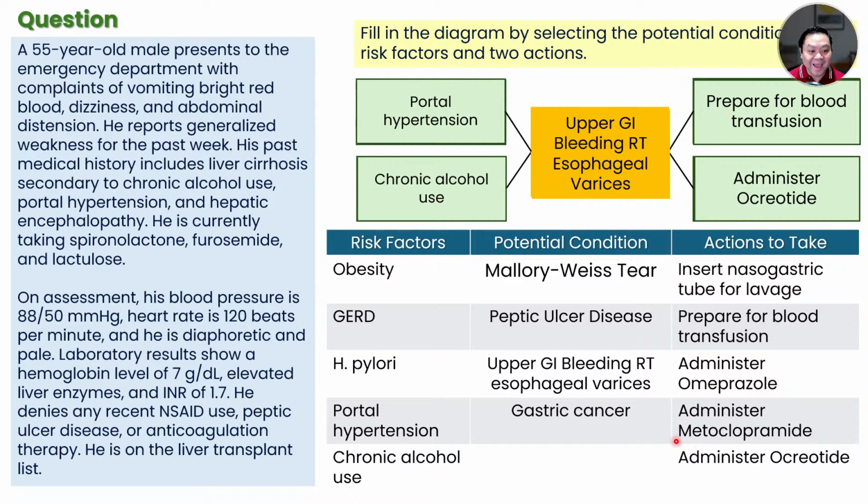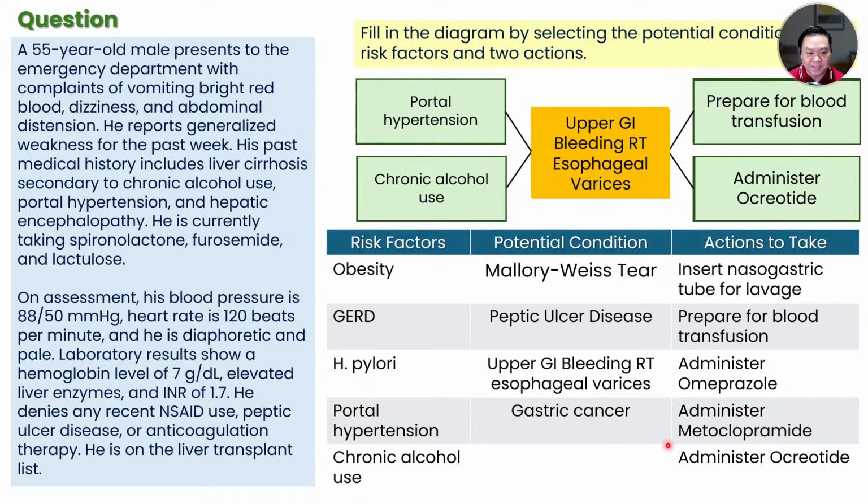Now, if you answered administer metoclopramide, this is a drug that is a prokinetic agent. It is used to promote gastric emptying, typically used for gastroparesis or nausea and vomiting, but it does not have a role in treating a patient with esophageal varices to control the bleeding.